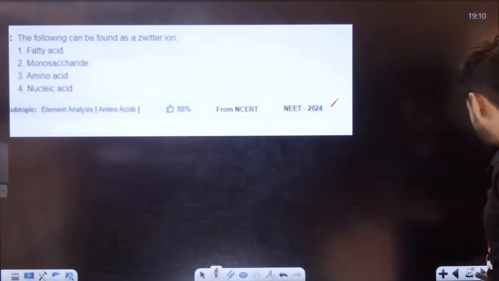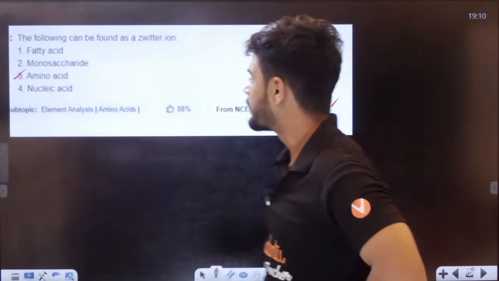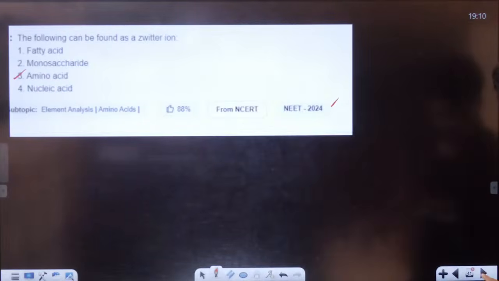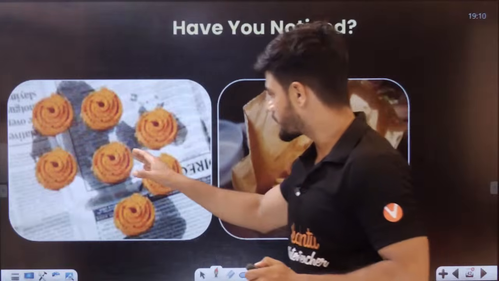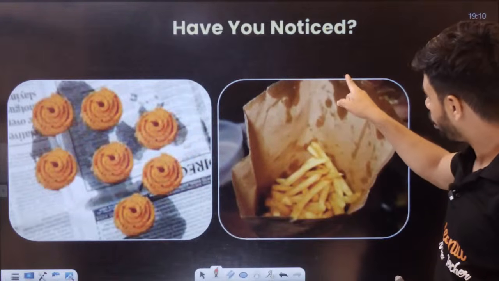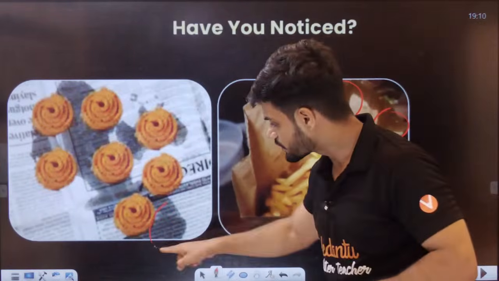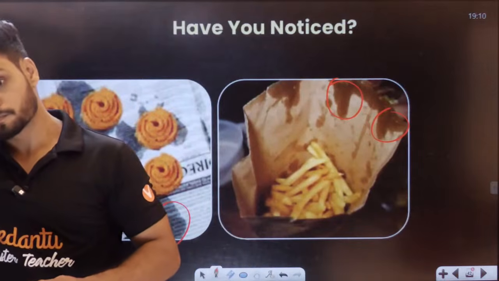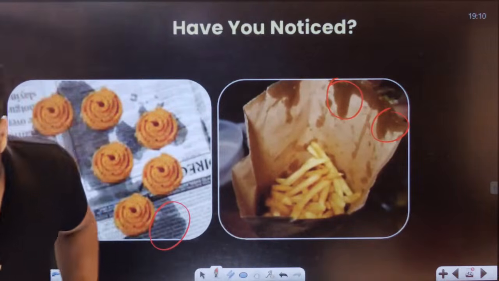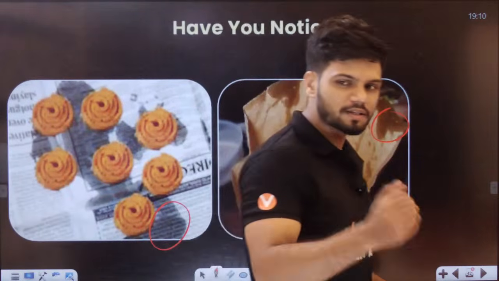That's amino acid. That is your amino acid, students. Now, students, how many of you have seen this? Not the chakli and the fries, the oil stains behind it, students. How many of you have seen this? Anyone? If you have seen this, what do you think it is, students?